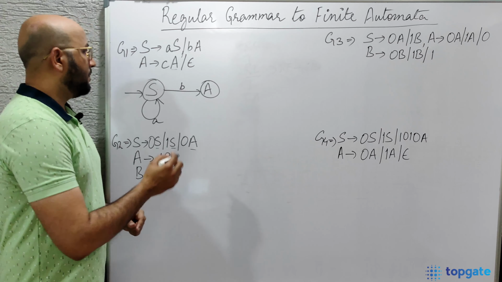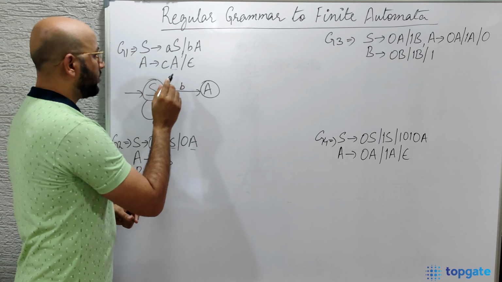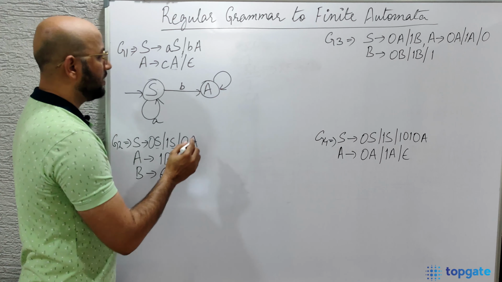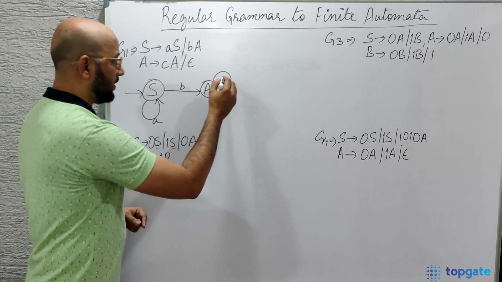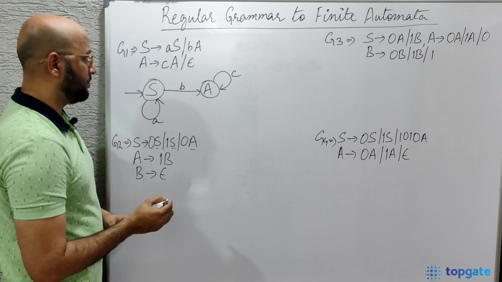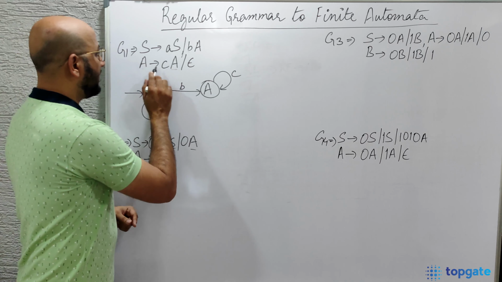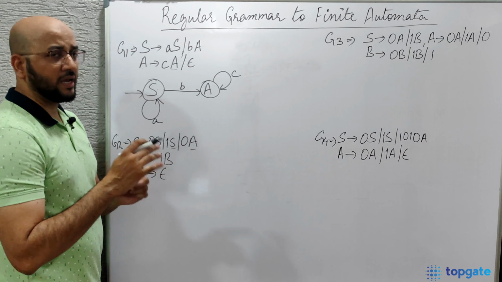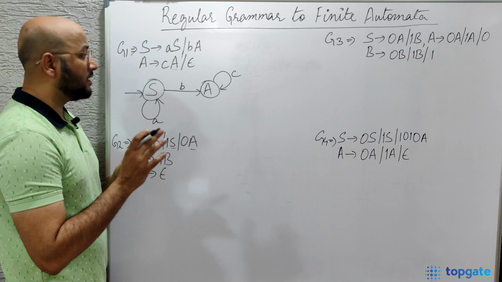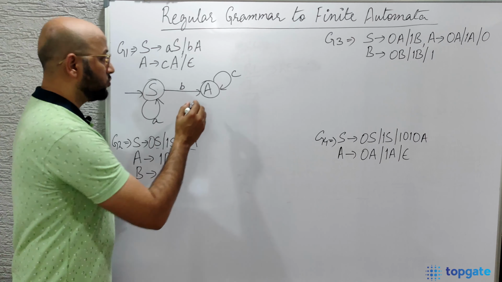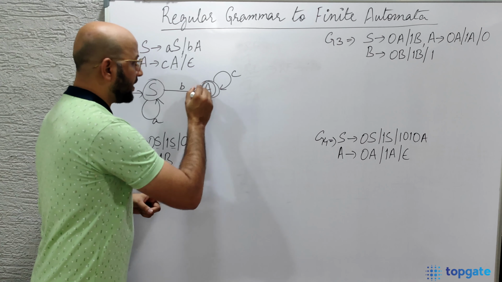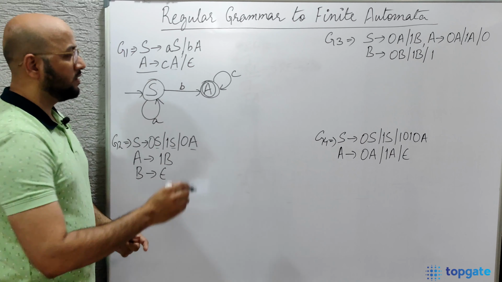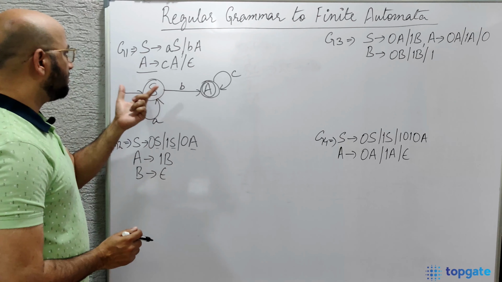Clear? Next one is A tends to cA. What does that mean? That means if you apply c on A, you'll reach A only. That means it is a self loop. Clear? And then it says A tends to epsilon. What does that mean? If epsilon is derived from any variable, that means that variable is a final state. So this becomes my final state, and this is the required finite automata for this particular grammar. So you see how simple this one is.